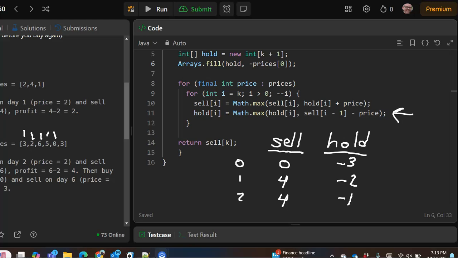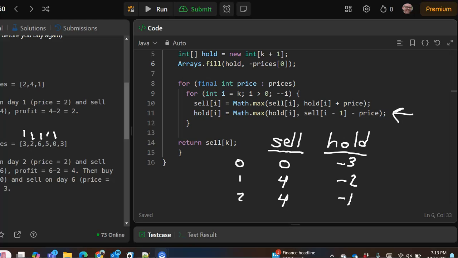0 is the next price. So we come in here, update the sell. The sell is updated to what we have now or hold plus price, 4 plus 0. Oh, no. Whoa. Sell or hold plus price. Yes. Okay. No. So we will leave it at 4.